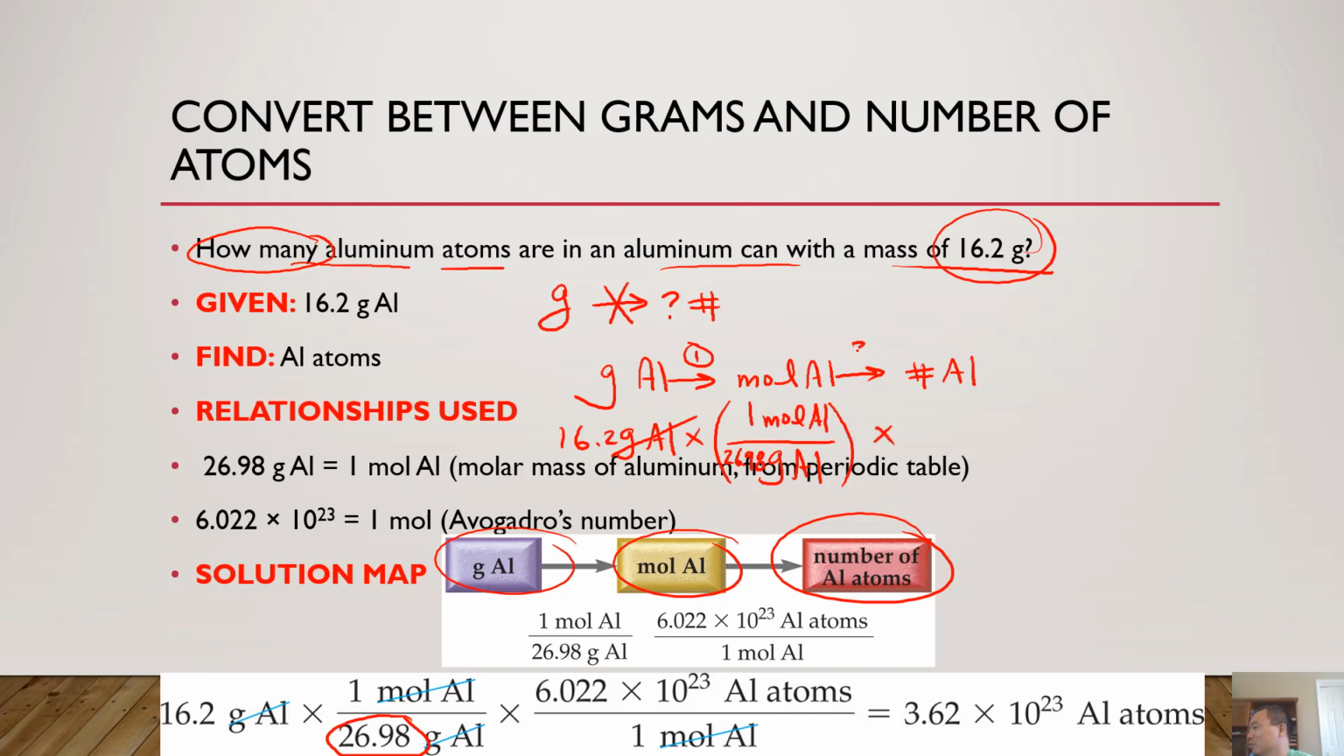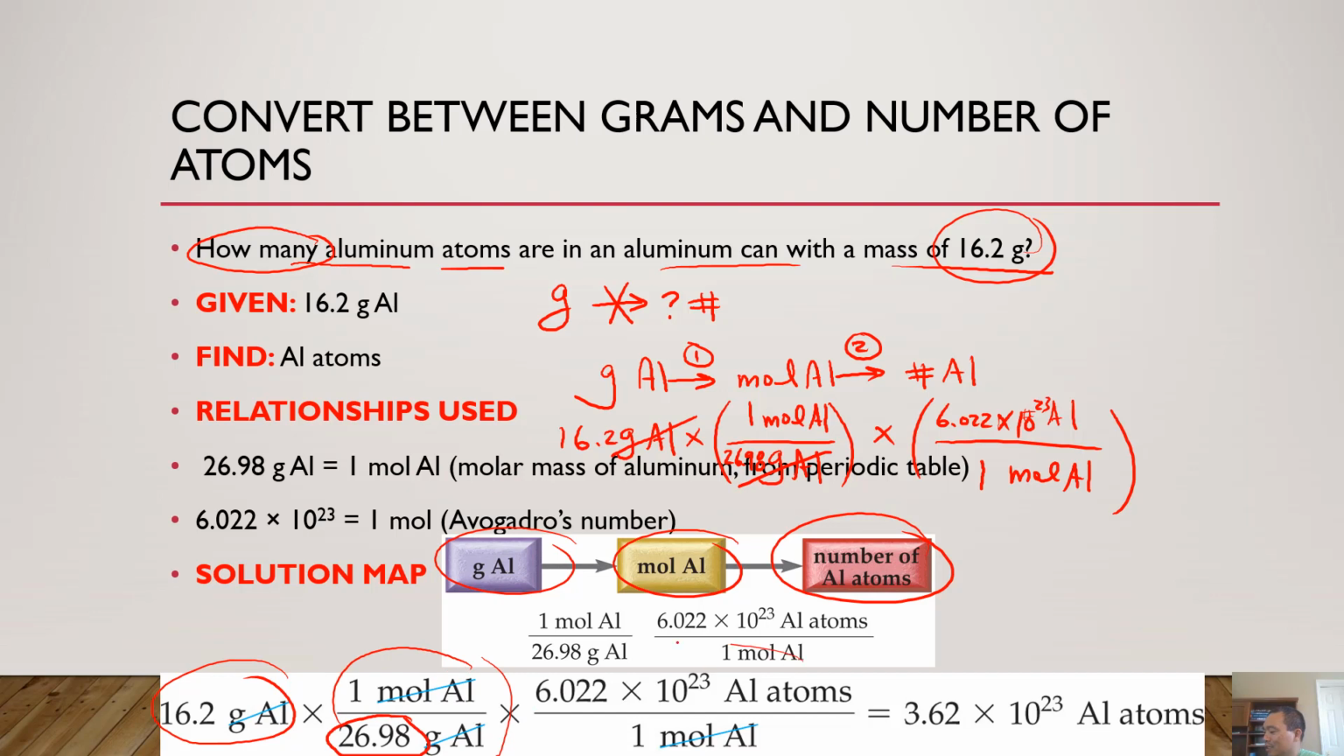Now the next step, step 2, you need to convert the mole of aluminum to number of aluminum. So 1 mole aluminum is 6.022 times 10 raised to 23. Okay, so you write this whole thing. Have you noticed? That's exactly the same setup as you see over here. You see? All right. Then you keep the correct number of sig figs. You end up with 3.62 times 10 raised to 23 aluminum atoms.